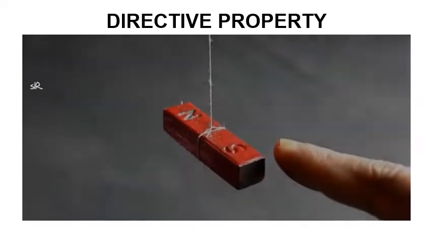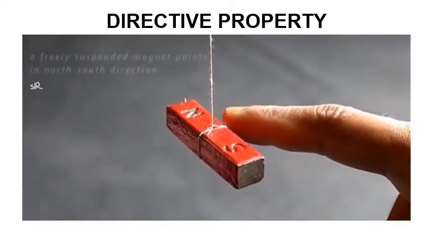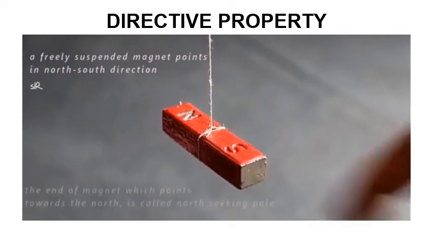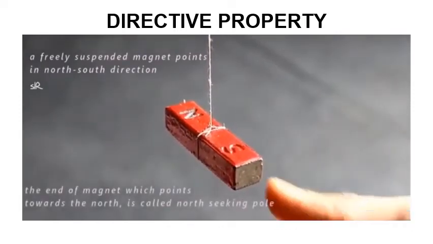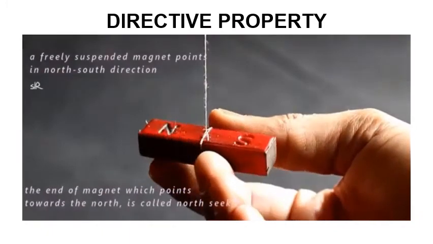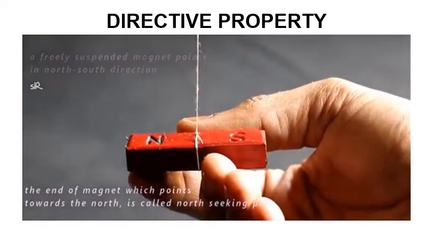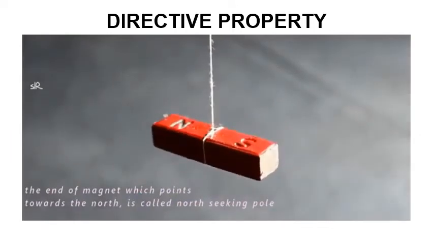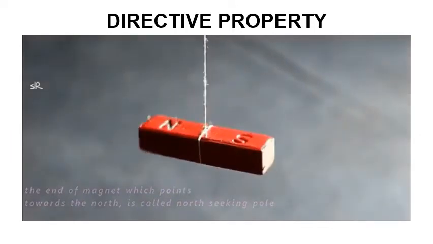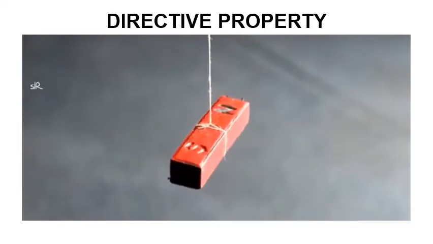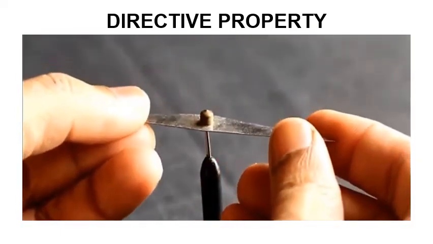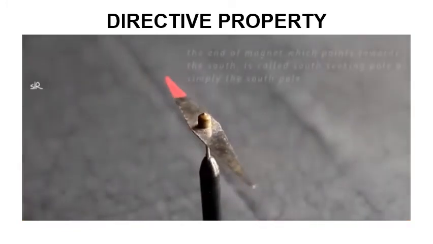Directive property. A freely suspended magnet points in the north-south direction. The end of the magnet which points towards the north is called the north-seeking pole. The end of the magnet that points towards the south is called the south-seeking pole.